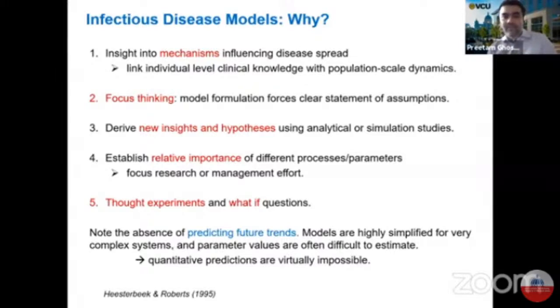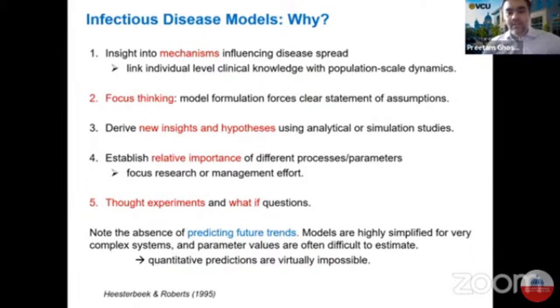I'll talk briefly about the relative importance part when we go into the hospital simulation aspect of this talk. What it does is it allows you to focus the research and management effort. Even from a management perspective, when you're looking at hospital administration, there are different components over there. It's a complex setup, and which ones to prioritize and when, right? Those types of questions you can answer.